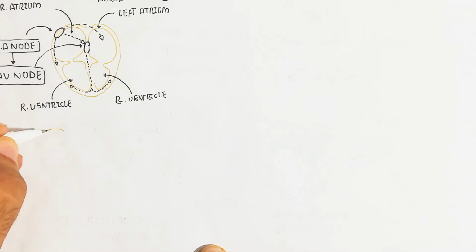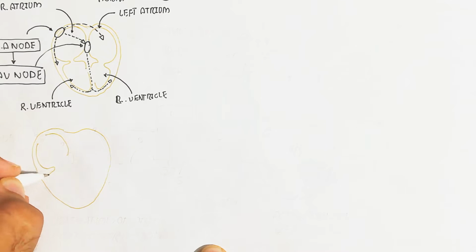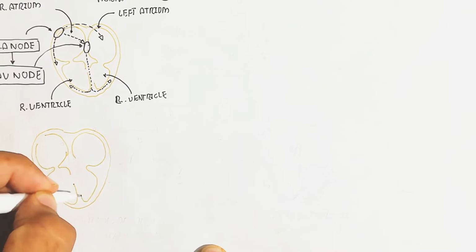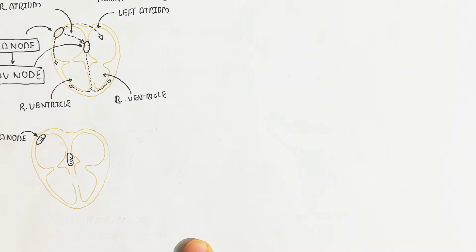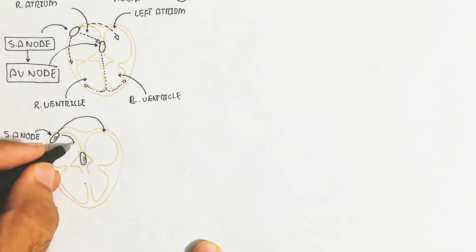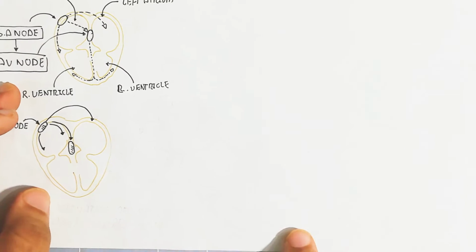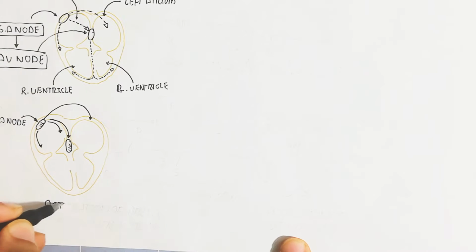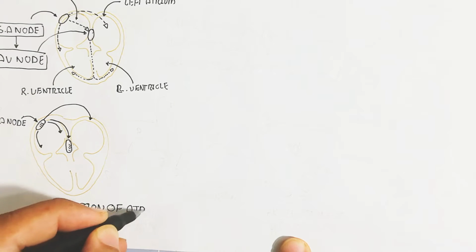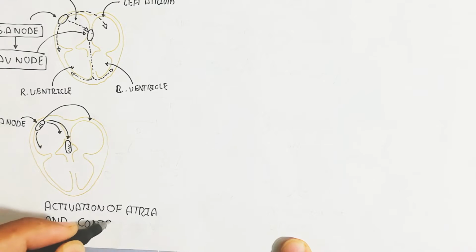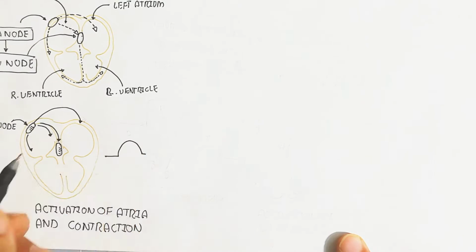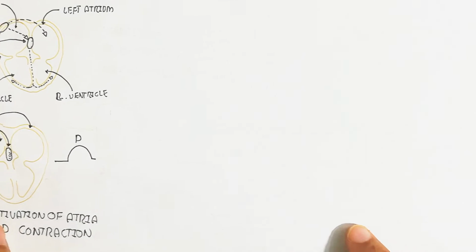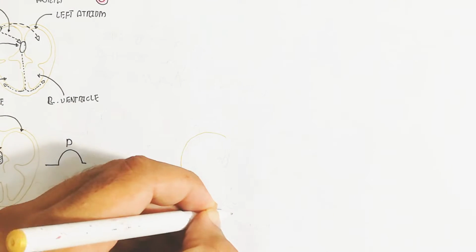So the systolic blood pressure will occur due to the pacemaker. The pacemaker is known as the sinoatrial node. Here you can see the sinoatrial node, which transmits the signal toward the left and right atrium, ultimately causing the contraction of the atria. So this is the activation of the atria and contraction. The activation and contraction of the atria is the atrial systole, which produces the P wave.